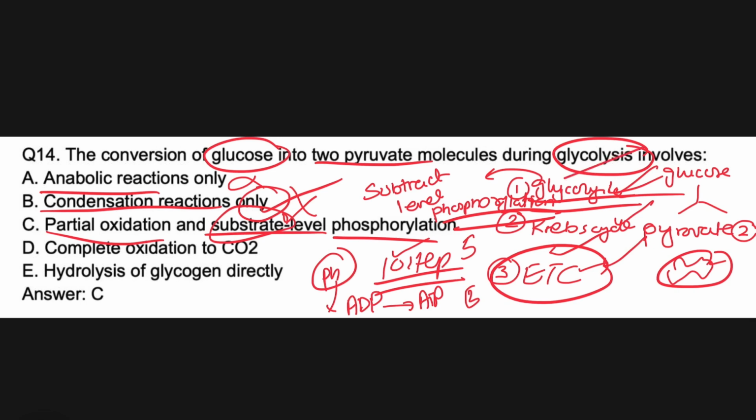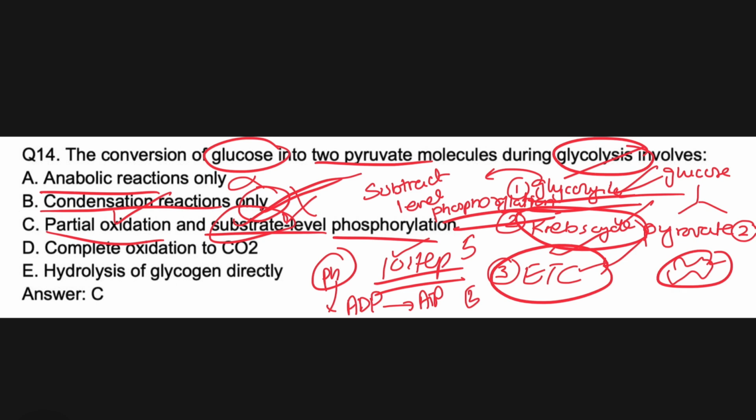In glycolysis it was not complete oxidation, because if you do complete oxidation in the first step, then there is no need for the Krebs cycle and electron transport chain. So glycolysis is indeed partial oxidation of glucose, and then in the Krebs cycle it's partial oxidation, and in the electron transport chain, that's where the complete oxidation of glucose happens. And in glycolysis you form ATP. That's what I just explained, that it happens because of substrate level phosphorylation.